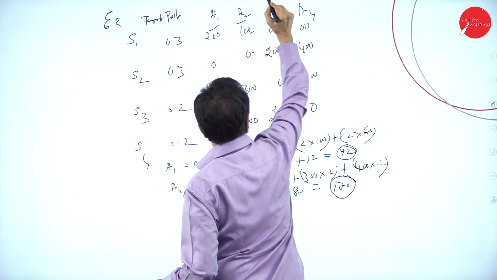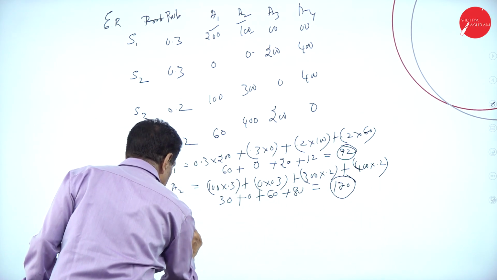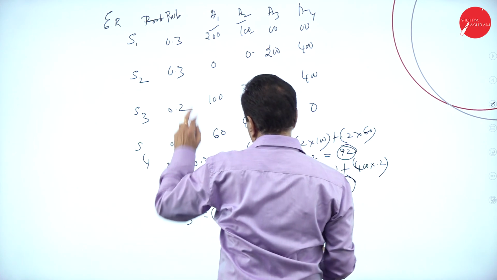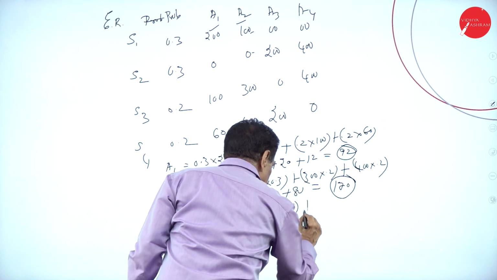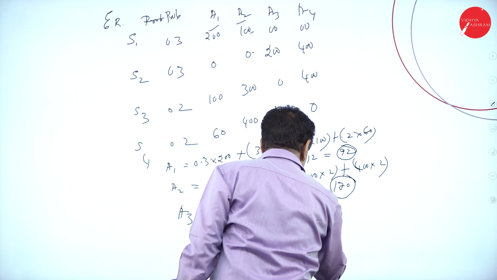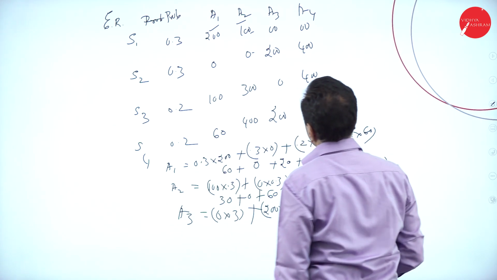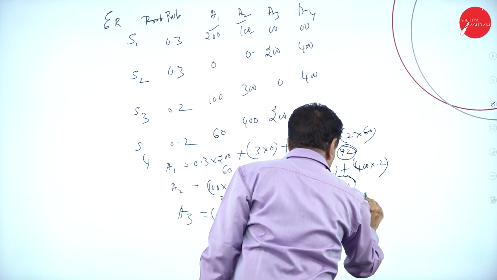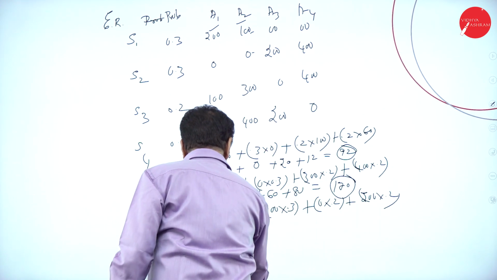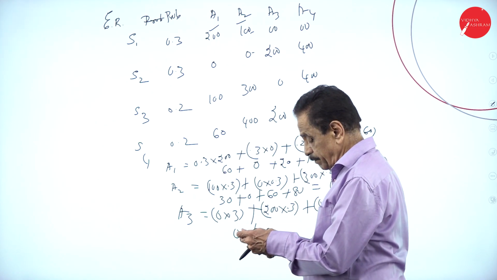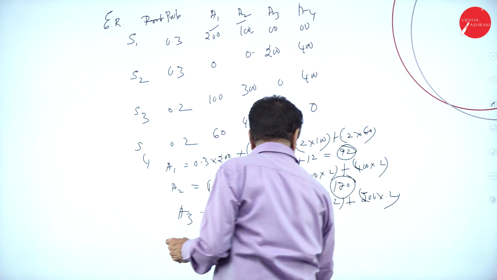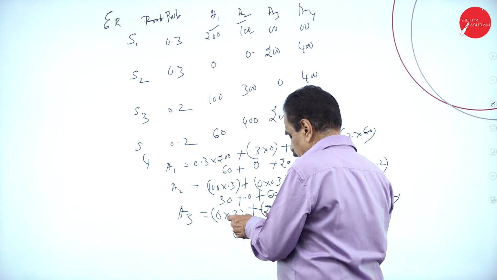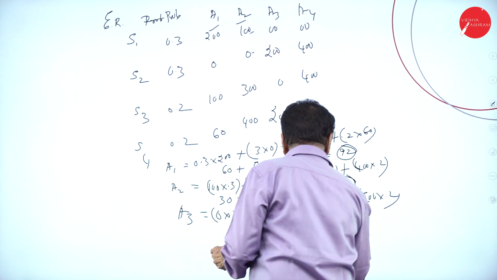Now A3: 0 into 0.3 plus 200 into 0.3 plus 0 into 0.2 plus 200 into 0.2. This is 0. 200 into 0.3 is 60. This is 0. Plus 200 into 0.2 is 40. This is 100.